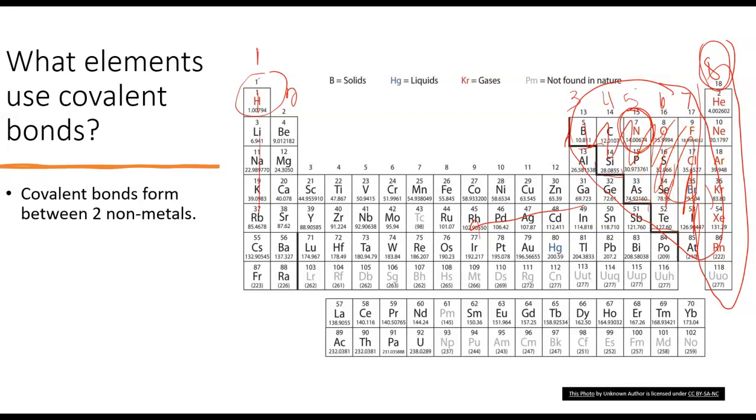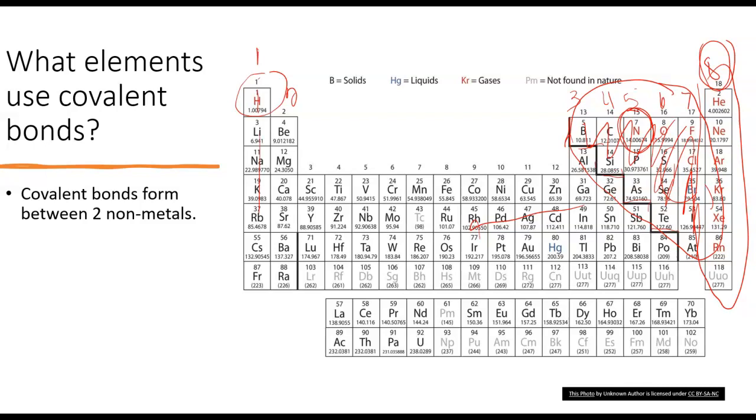So what you're going to be doing is looking at how these form. Elements can share 1 electron with another element. Elements can share 2, so that would be a double bond, or elements can share 3 electrons with another element.